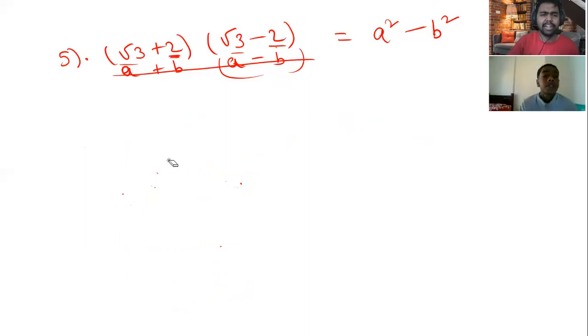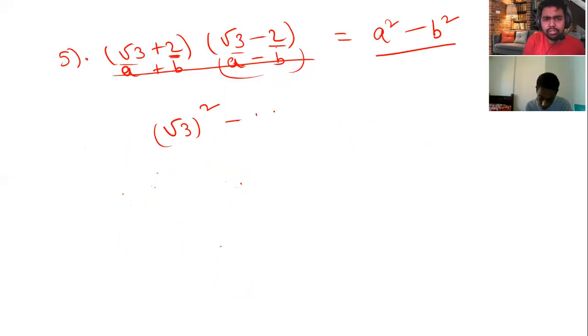Once I identify that this is the (a plus b) into (a minus b) formula, I'll just break it on the formula like this. That is a square minus b square. I'm going to write a square, that means root 3 square. I'm going to write b square, that is minus 2 square, right? See here, try to understand. This is a, this is b. I have written a square, that means root 3 square, minus b square, that means my 2 squared. So what would root 3 square be?